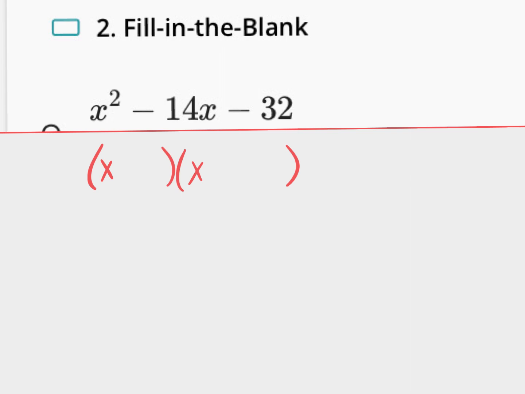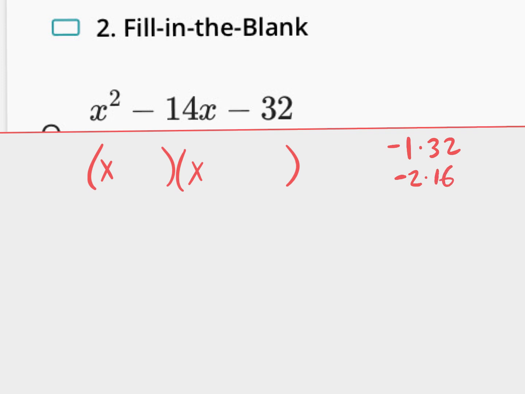So what method am I talking about? I'm talking about thinking of the multiples of the c value, negative 32, that if you combine together give you the b value, negative 14. And you might want to make a list. I always do. How could you get the c value of negative 32? Well, you could get negative 32 by doing negative 1 times 32. And then negative 2 times what? Well, what's half of 32?